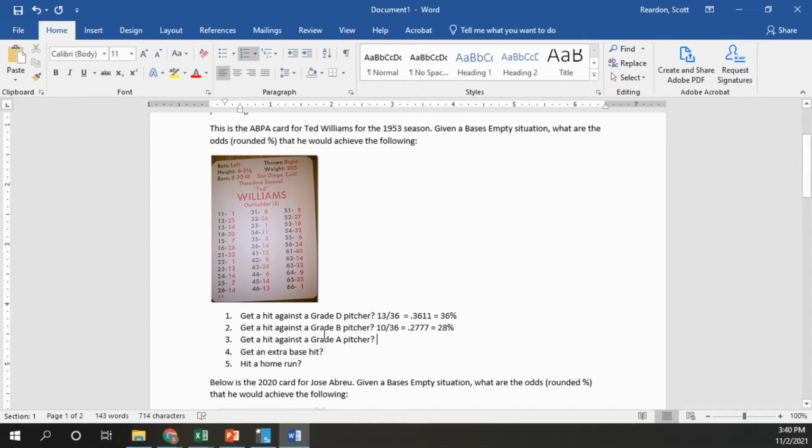Okay, very good. Grade A pitcher, I have to throw out all of the 9s. There are 2 9s up here, correct? I already threw out my 8s. Against a grade A pitcher, a 9 is going to be a strikeout. All right? I've got 2 9s. I'm going to subtract that from my previous 10 hits, because against a grade A pitcher, he has an 8 out of 36 chance of getting a hit.